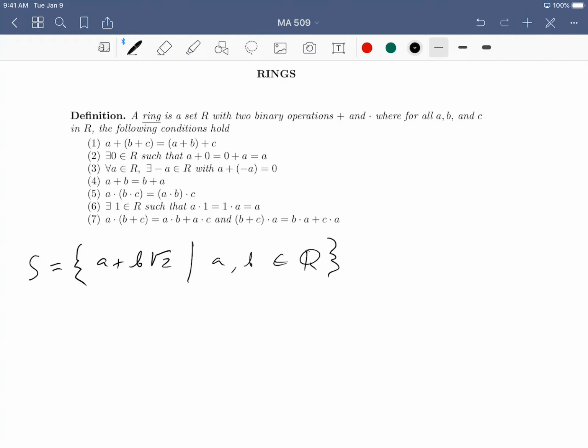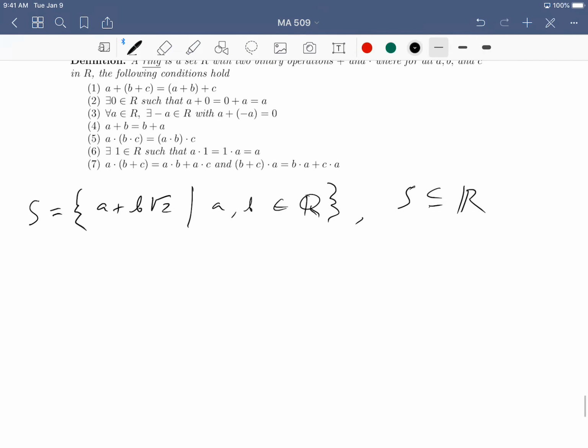So I can take any two rational numbers I want and put them together in this way, a plus b root 2. So S is a subset of the real numbers, right? Every number in S is a real number, but there are lots of real numbers that aren't in S. So S is a subset of the reals.